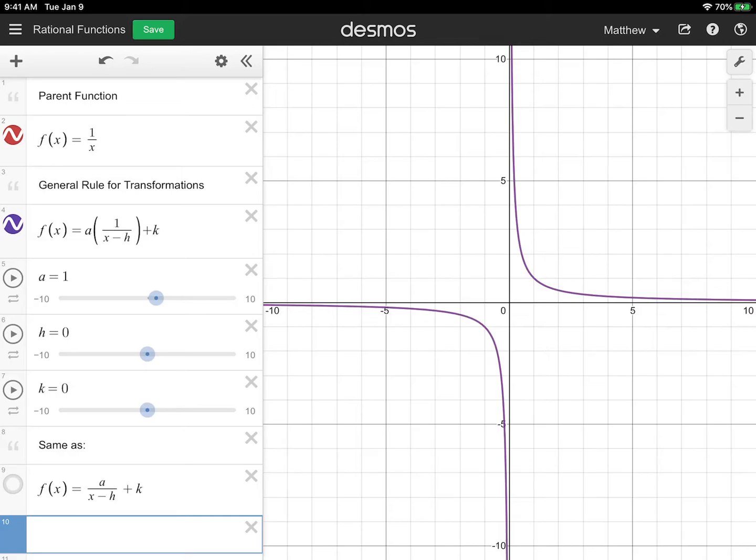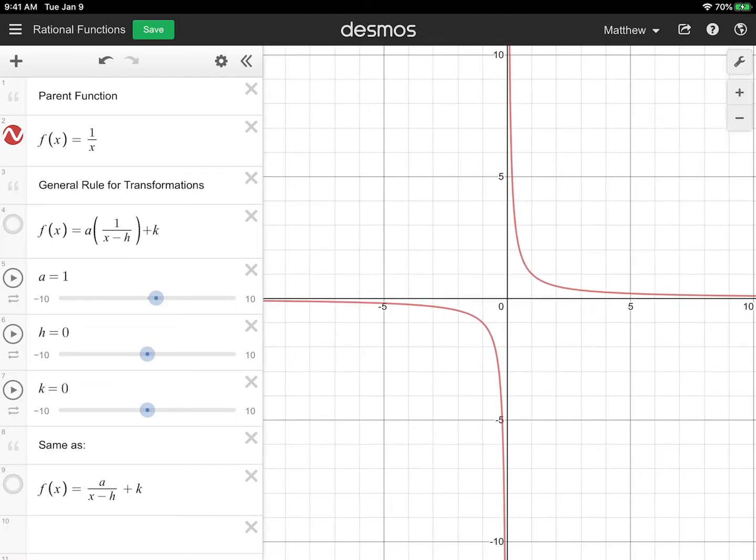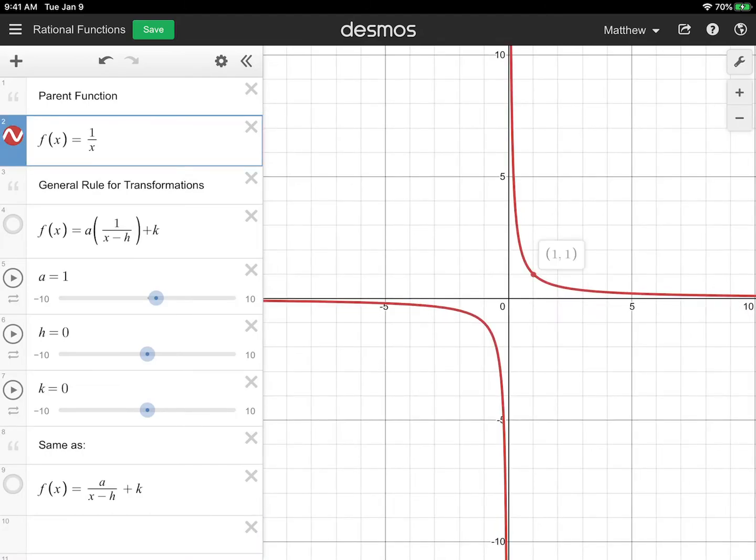All right, so we're going to look really quickly at the Desmos for these functions, these rational or reciprocal functions. We can see in red what we have is the parent function. Again, I've got points such as 1, 1. I've got 1/2 and 2. I've got 2 and 1/2, and so on and so forth.